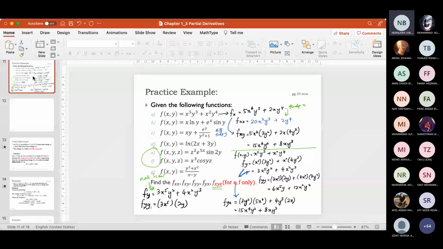So why don't you try soalan B? Given the following function, for B you have f(x,y) equal to x ln y plus exponential x sine of y. So how you are going to find the derivative of this function? Okay, the partial derivative. We want to find fxx, differentiate with respect to x, fxy, fyy, fyz, fxyz. So how we are going to solve this one? Cuba buat yang B.